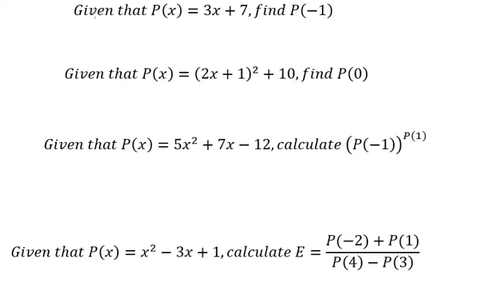Question number 1. Given that b of x equals 3x plus 7, we need to find b of negative 1. To calculate this, we just change x to negative 1. So we put negative 1 in here. That means x will change to negative 1 in here. So we will have b of negative 1, and we put negative 1 in here.